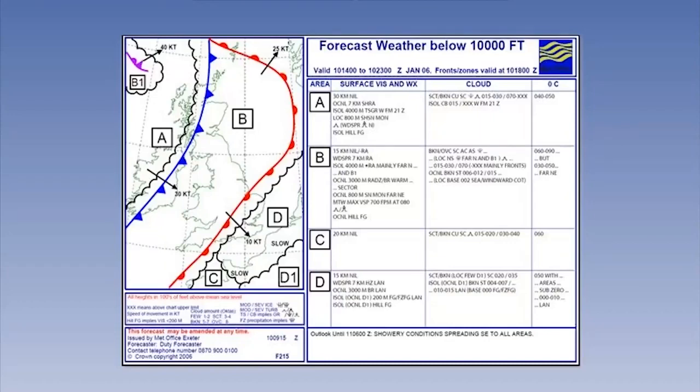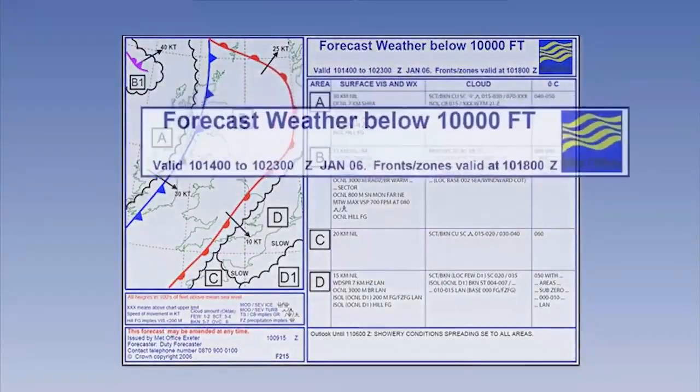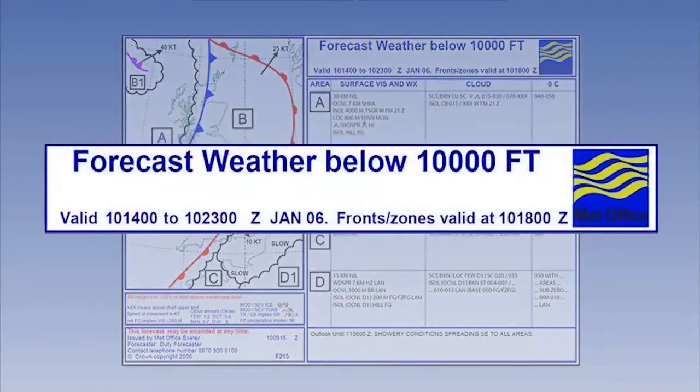Low-level significant weather charts are a vital aid to successful flight planning for flights that take place between the surface and 10,000 feet. These charts indicate, in a precise and very structured format, the meteorological phenomena which are anticipated in the specified area.